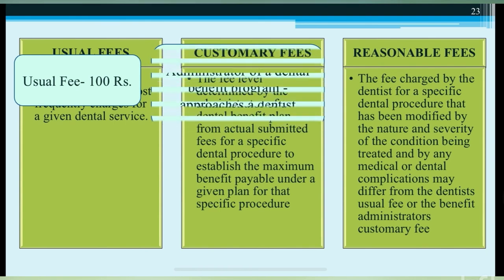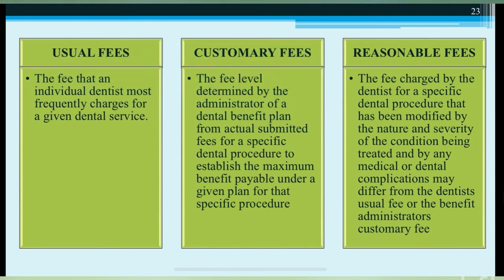Okay, so the usual fee is 100 rupees. The administrator asks the dentist that he will be giving him some patients if the dentist gives a 20% discount on his usual fee of 100 rupees, and after the 20% discount it will be rupees 80 for that particular treatment. Then that is his customary fees. 100 rupees was the usual fees and 80 rupees was the customary fees.